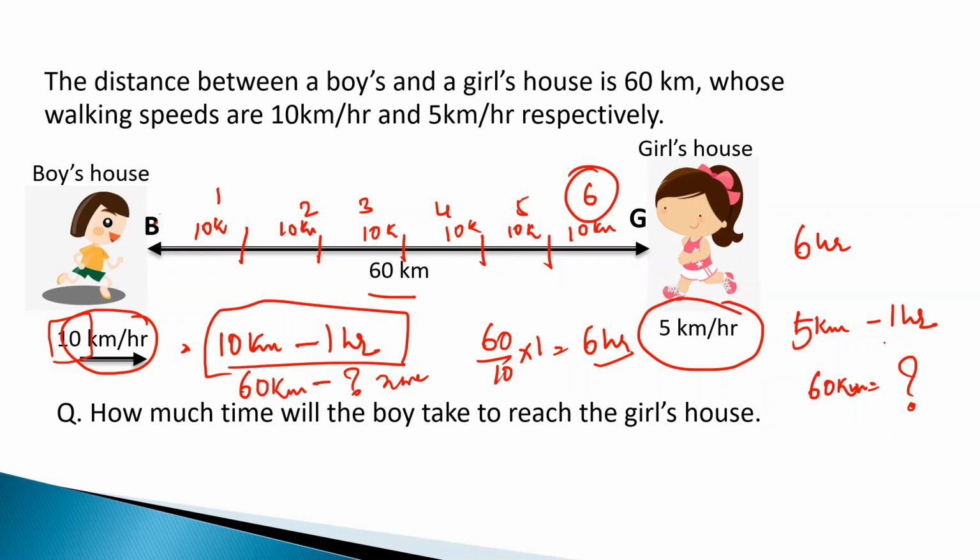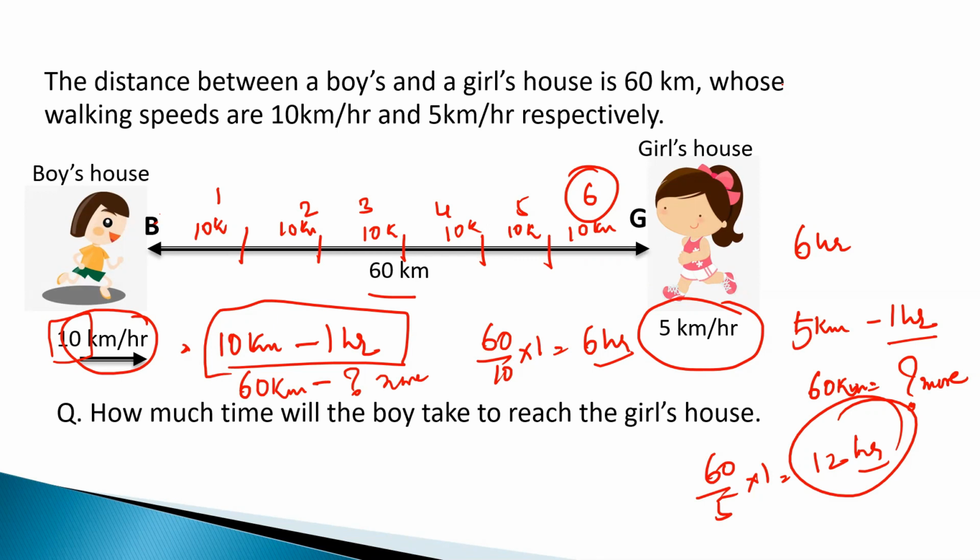Now it's pretty easy to identify. It will definitely take more than 1 hour. So your answer is 60 by 5 into 1, that is 12 hours. So it's completely easy to apply the chain rule and solve questions of time, speed, and distance.